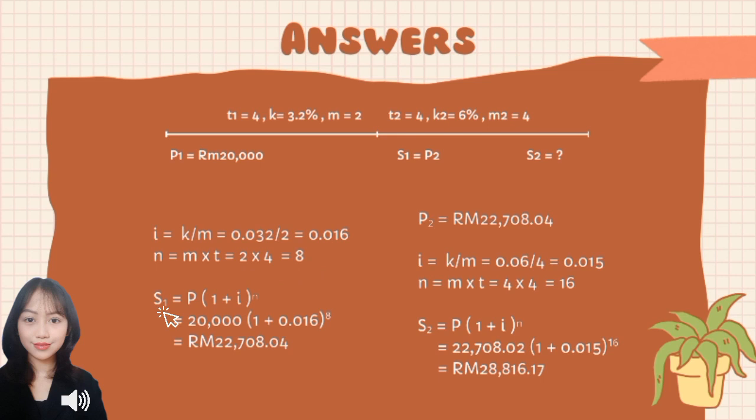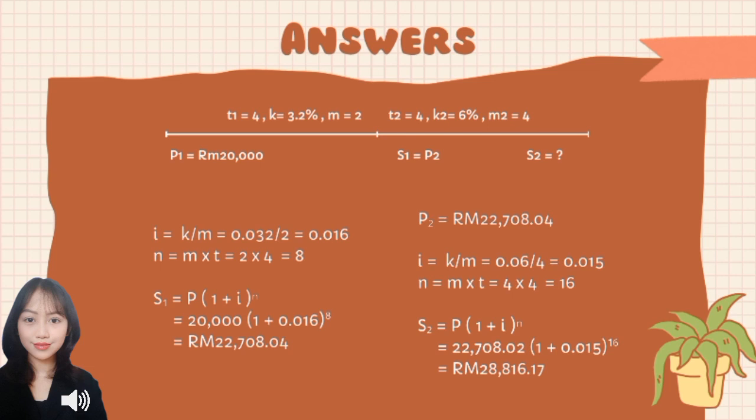Now, applying the compound interest formula, S1 equals P times bracket 1 plus I, to the power of N, where P is the principal amount, which is 20,000 ringgit. Plugging in our values, we find that the answer for S1 is 22,708 ringgit and 4 cents.